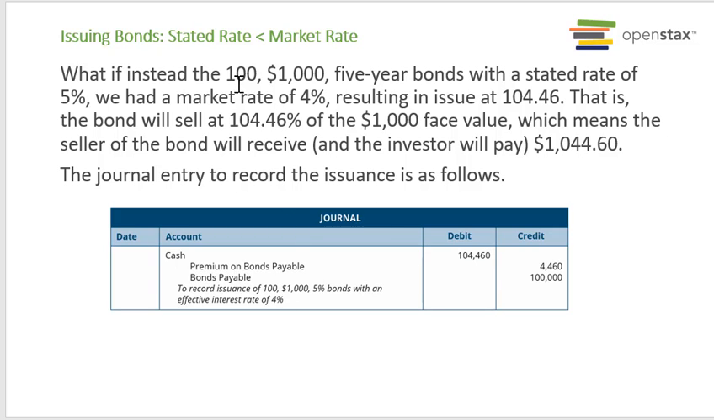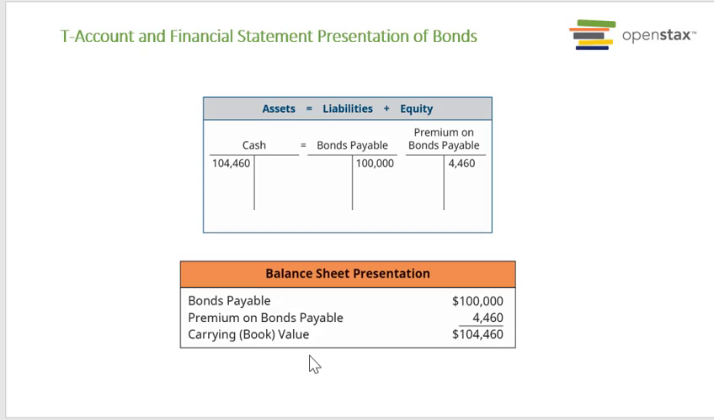So they sold $100,000 in $1,000 bonds. So $100,000 they sold at 104.46% equals out to cash of $104,460. The bonds payable is still only $100,000, and the premium is the difference between the cash they got, the overpayment they got because people wanted to buy that bond. So $4,460.